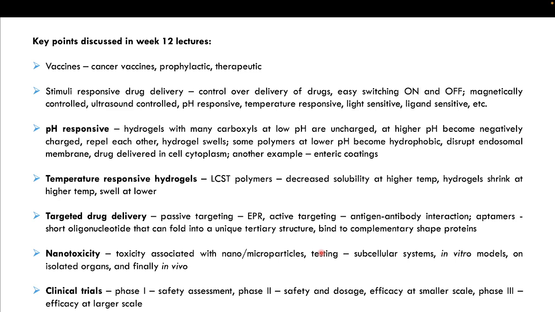Once you see that your drug delivery system has passed your phase 3 trials, then you get the FDA approval to go into the market. So this is how it stands. So these are some of the key points in this week's lectures. So if there are no doubts here, we'll then move on towards some of the questions.